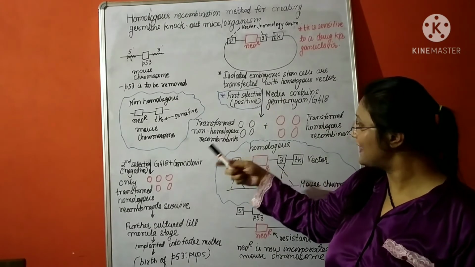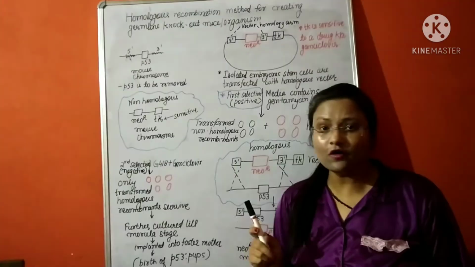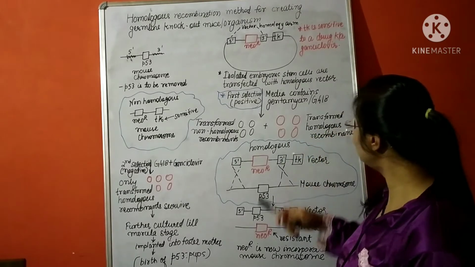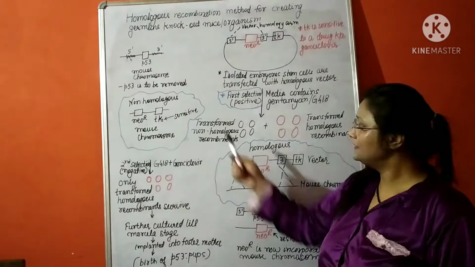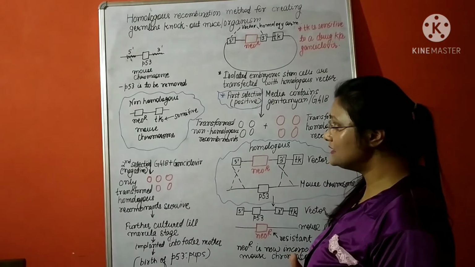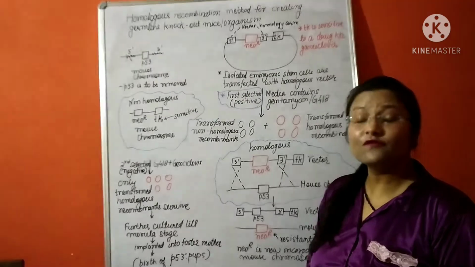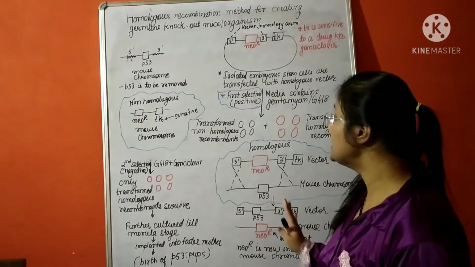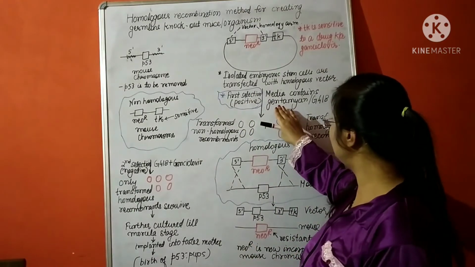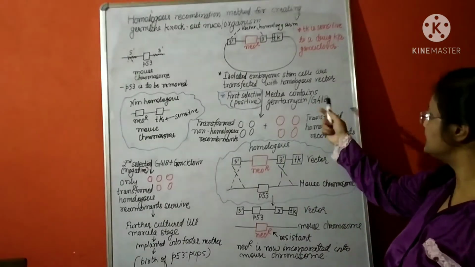So after transfection, as already said, we will get some cells. These black cells indicate non-homologous recombinants, and the red indicate transformed homologous recombinants. Both are transformed. So first of all, our first target will be to remove the non-transformed cells, because they are of no use for us. For that we will do the first selection, which will be positive selection. We will treat all the cells in a medium which contains geneticin, or G418.